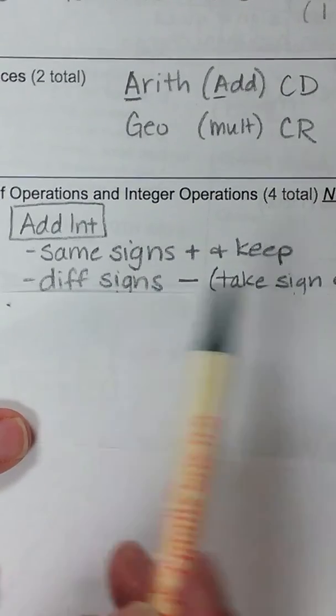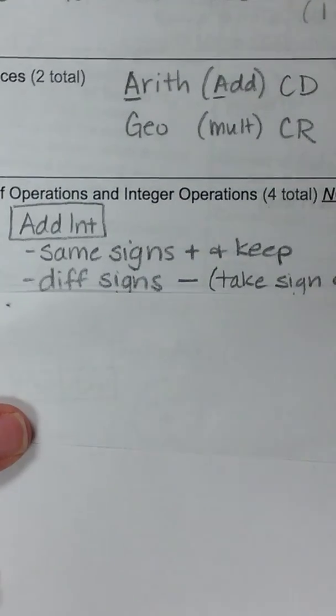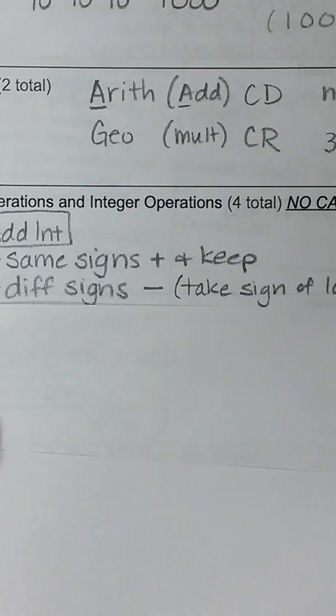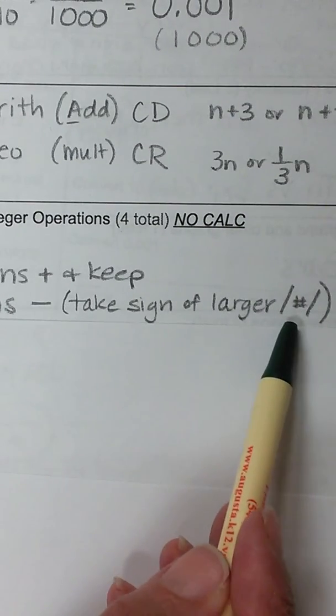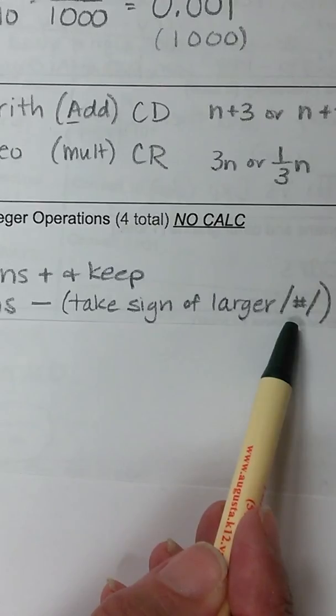If you have different signs, like one is positive and one is negative, you're going to subtract those two numbers and take the sign of the larger absolute value number as the sign of your answer.